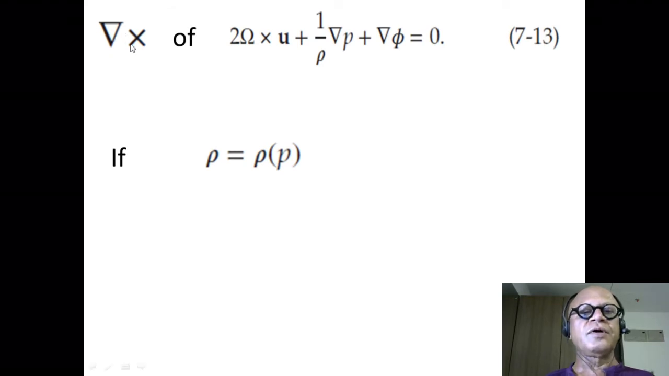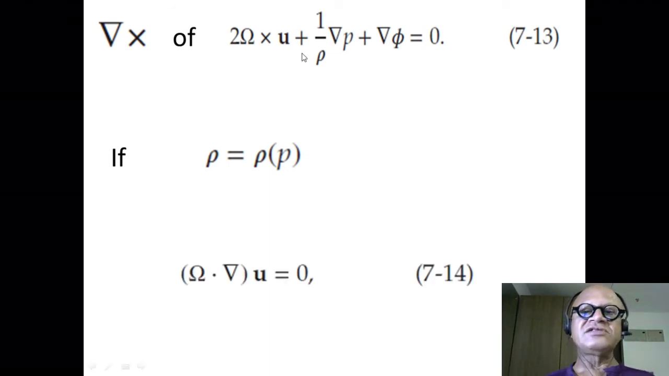So cross product of this equation with the gradient operator, and if rho is only a function of pressure, now we are adding a slight complication. Rho is not just constant in every direction. It's constant in the horizontal direction because it's only a function of pressure, and pressure is varying, let's say, only in the z direction in the water tank, but we will go to the real world later on.